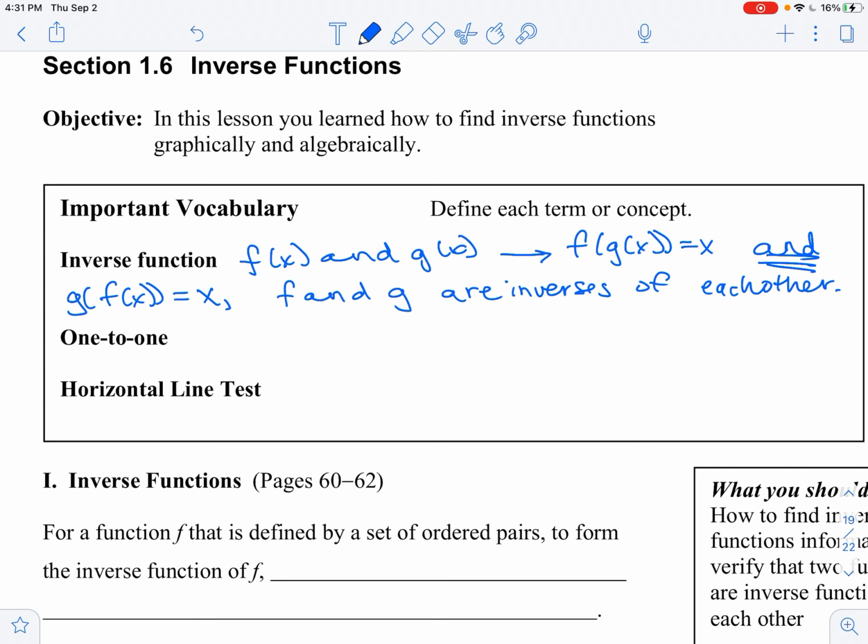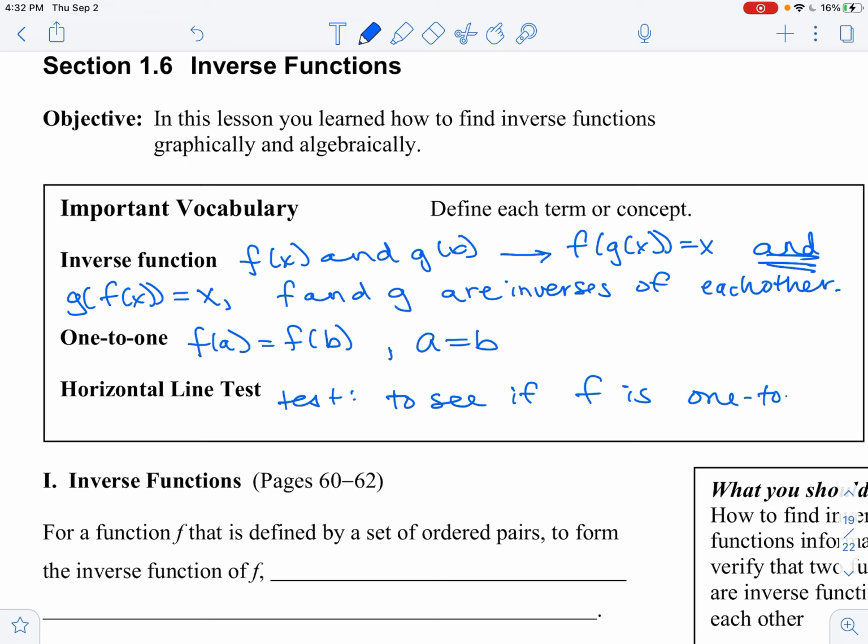We also know something is one-to-one if a and b are in the domain and f of a equals f of b, then we know that a equals b. Okay, and we've already talked about the horizontal line test, but it's also a test to see if a function is one-to-one. So just like we use the vertical line test to see if it's a function, the horizontal line test is used to see if it's one-to-one.